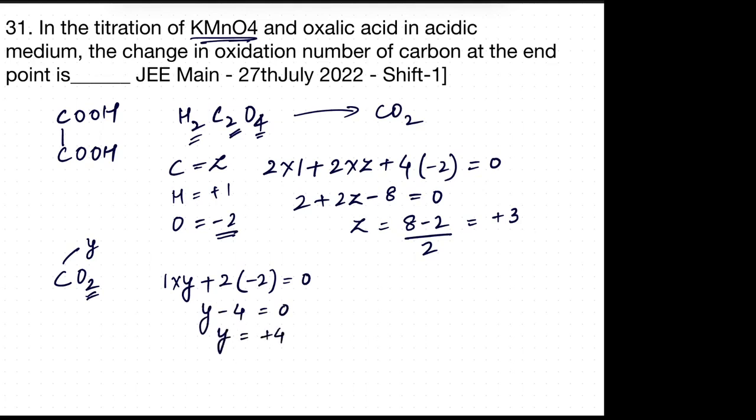So in oxalic acid, each atom of carbon has an oxidation state of +3, and in carbon dioxide each atom of carbon has an oxidation state of +4. So when oxalic acid is changing into carbon dioxide, the change in oxidation number of carbon will be 4 minus 3, that is 1. So the change in oxidation number of carbon will be 1. So the answer here will be 1.